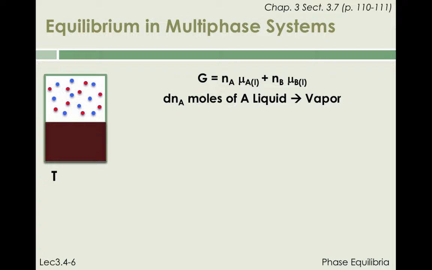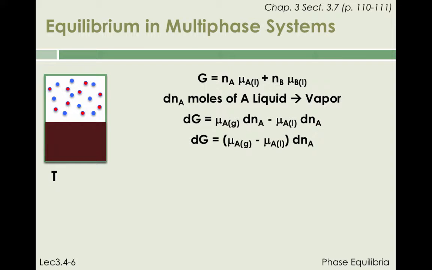vapor phase. This process is associated with a change in Gibbs energy of the system expressed as dG equals dN_A times mu_A vapor minus dN_A times mu_A liquid, since the vapor phase has gained dN_A moles of A, each with chemical potential mu_A vapor, while the liquid has lost dN_A moles of A, each with chemical potential mu_A liquid. We can factor out the term dN_A and obtain dG equals dN_A times (mu_A vapor minus mu_A liquid).